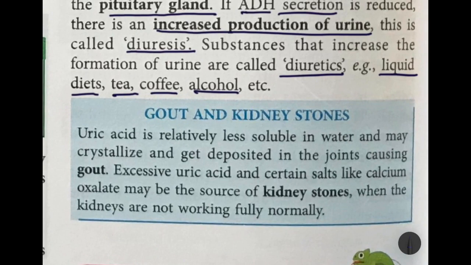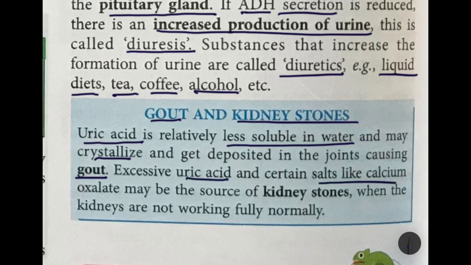Now you must have heard about gout, kidney stones. Uric acid, which is thrown out along with the urine, is less soluble in water and may crystallize out. It will get deposited in the joints, causing gout, that is swollen, painful joints. That is when uric acid crystallizes out and starts depositing in the joints. Now excessive uric acid, and certain salts like calcium oxalate, may turn into kidney stones, and this happens when the kidneys are not working.